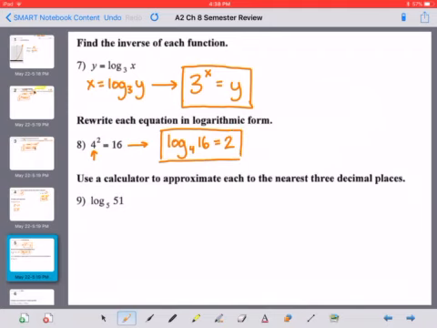Okay, now number 9 asks us to use a calculator to approximate to 3 decimal places. And in order to do that with this problem, we'll write this as the log of 51 divided by the log of 5. And you can just plug that into a calculator. Just be sure to put parentheses around the 51 and the 5. And if you do that to 3 decimal places, you should get 2.443.